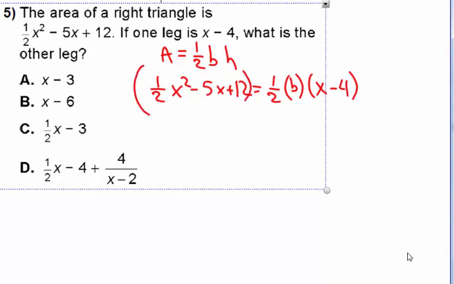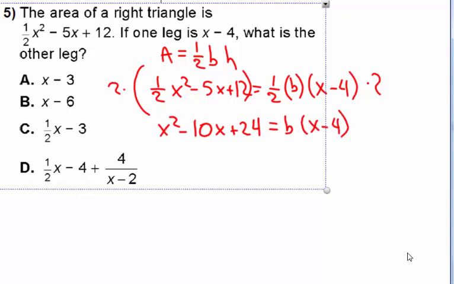So now what we want to do is try to get b by itself. So we're going to multiply everything by 2. Get rid of that 1/2. And now we've got x squared minus 10x plus 24 equals b times x minus 4. So now we just need to divide both sides by x minus 4.